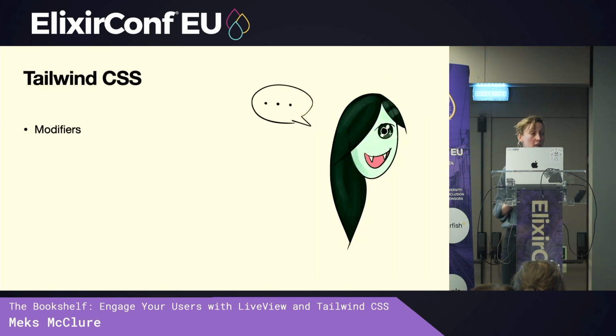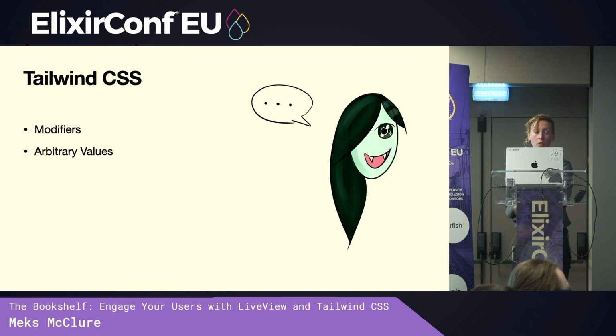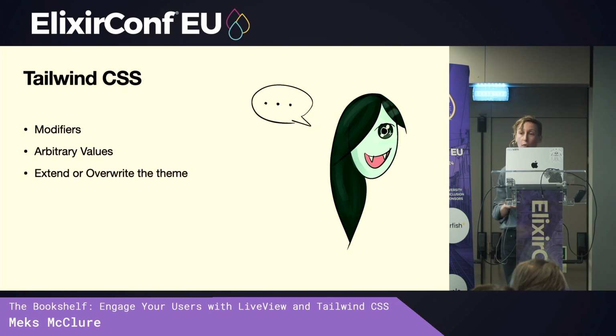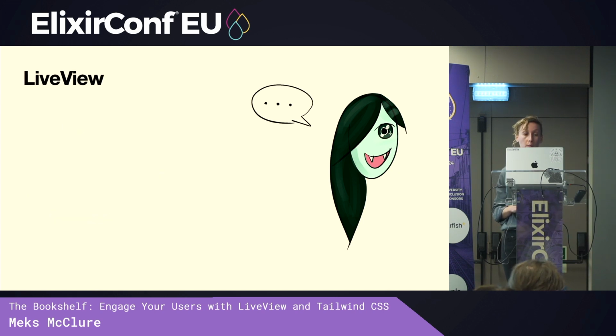Tailwind makes it very easy to apply classes conditionally with lots of modifiers. You can use arbitrary values for one-off custom styling. For more broad sweeping changes, you can extend or overwrite your theme. And it has lots of gems like line clamping, which makes the developer's job easier. And with custom plugins, you can add so much more specificity around designs.